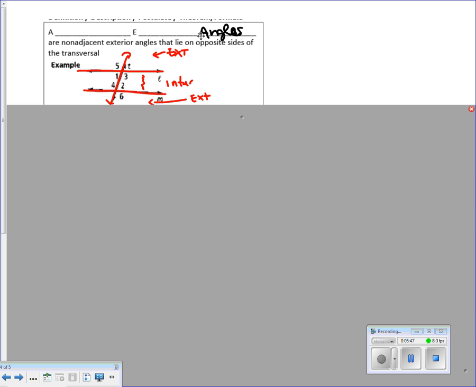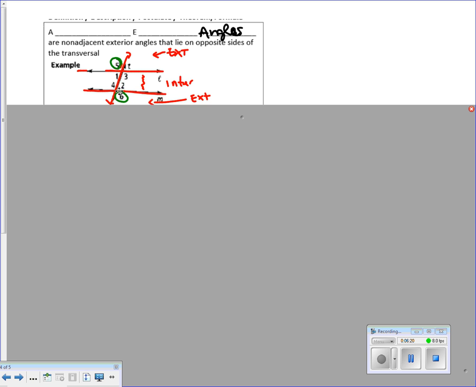The type of angles we're talking about are non-adjacent. That means they're not next door to each other. Exterior angles that lie on opposite sides of the transversal. So if you look at 5 here, let me change my color. 5 is an exterior angle, and 6 is an exterior angle that lie on opposite sides of the transversal. 5 is on the left, 6 is on the right. So that works. They're non-adjacent.